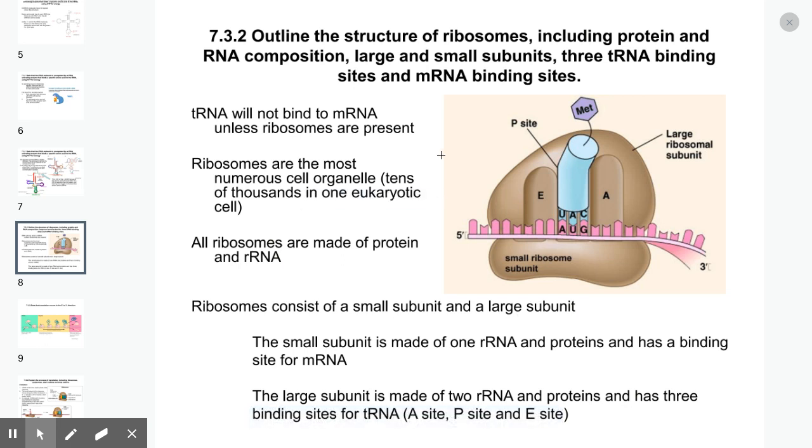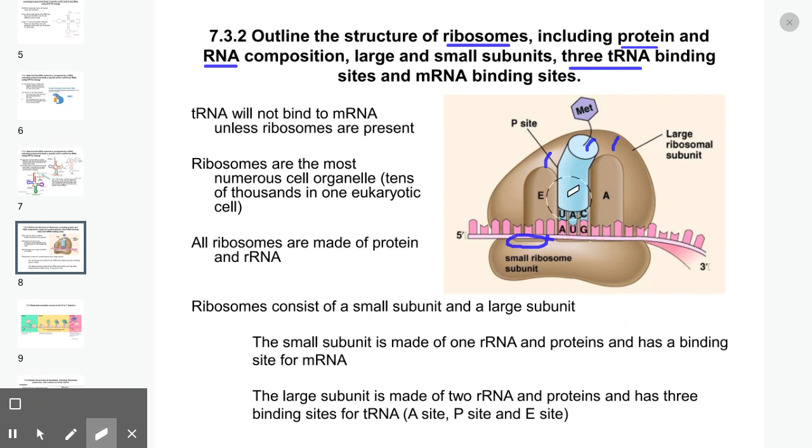In 7.3.2, we need to outline the structure of a ribosome. And when we do that, we need to talk about a couple of things. Talk about what the ribosome is made of. So it's made of protein and RNA. Also, it consists of two pieces, a big, large subunit and a smaller subunit. We have to mention the three binding sites, 1, 2, 3. And there's this little spot down here called the mRNA binding site. So basically, I just explained it, but let's just talk about maybe some specifics about this.